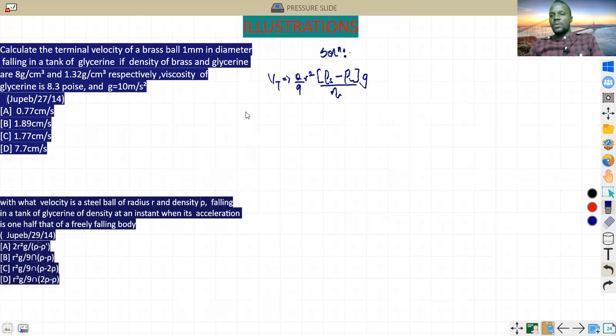So directly, what we need to do here is just to get our calculator very close to us and do some conversion. Now, directly, we have diameter given instead of radius. You can see what I'm saying? We have to get radius. Radius is half of diameter. Everybody should know that. So we divide 1 by 2, and that is 0.5 millimeter.